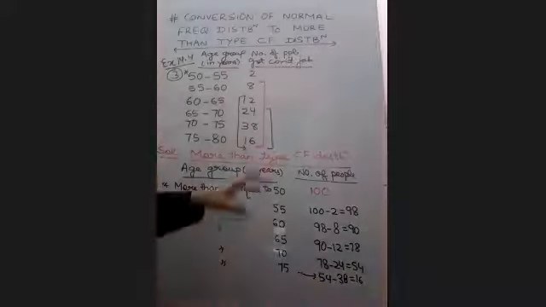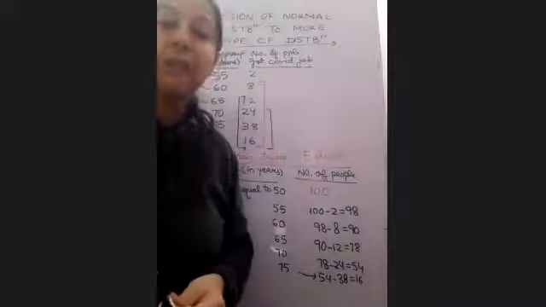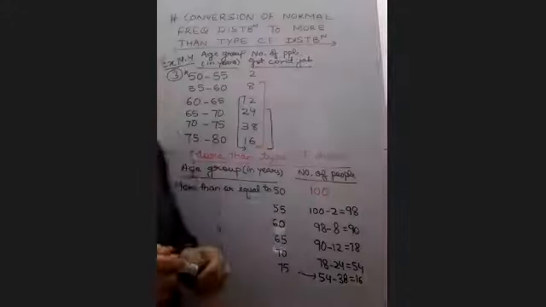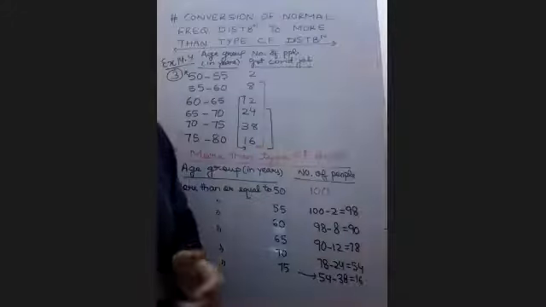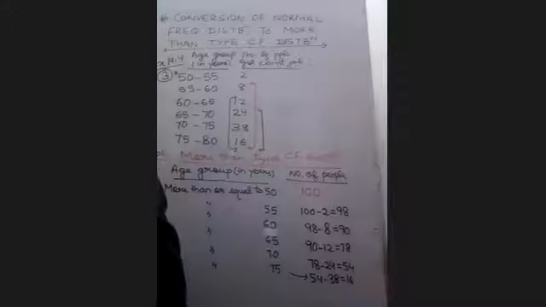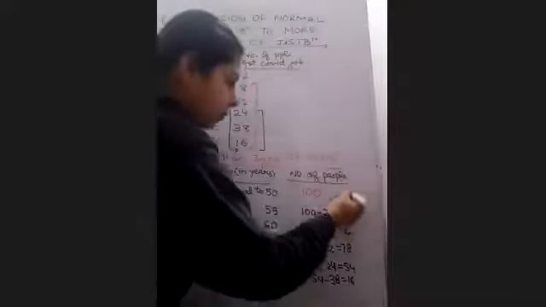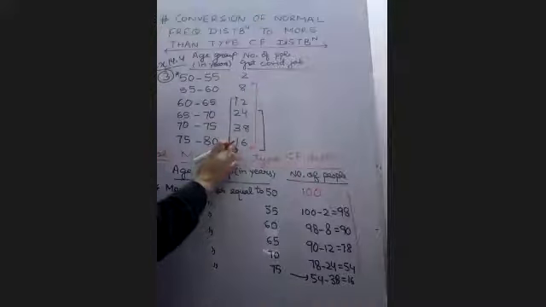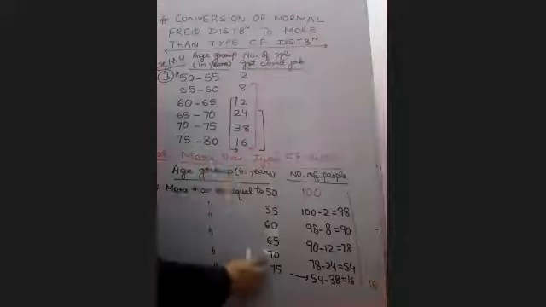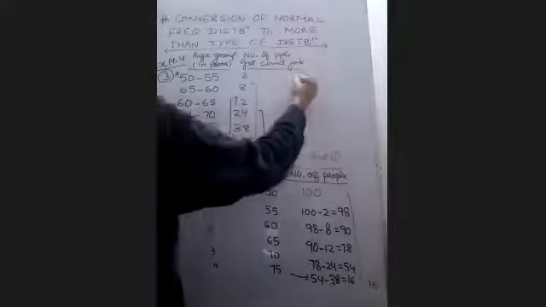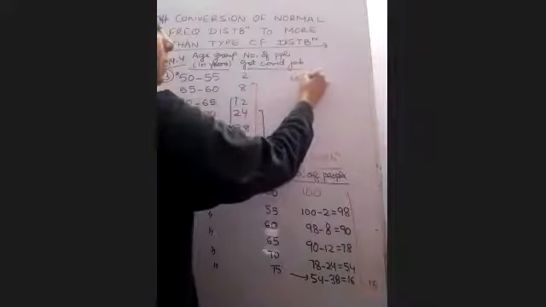Children, this is one way, that you are subtracting from the total. I'm giving you another method also. Interested to know? Yes, ma'am. What you are going to do there? You will start from the lower. More than or equal to 75: 16. More than or equal to 70: 16 plus 38.